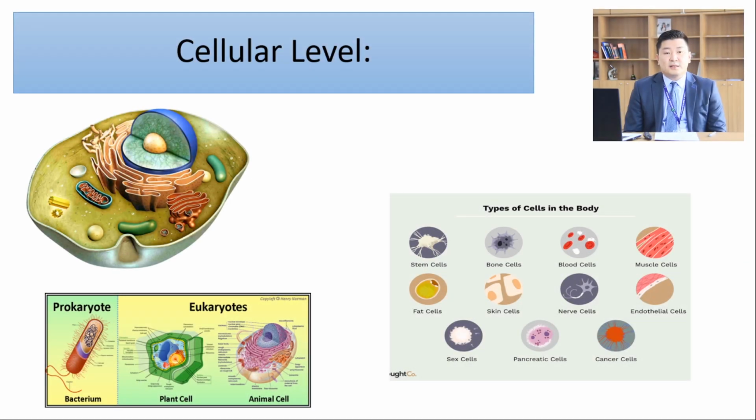A stem cell is different from other different types of cells. It's because stem cells are undifferentiated cells that can become any type of cell.